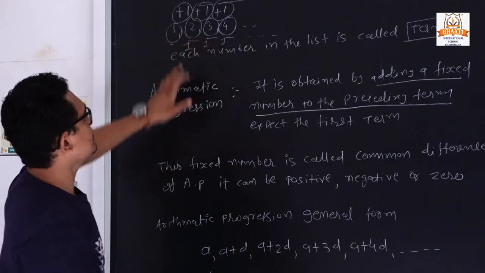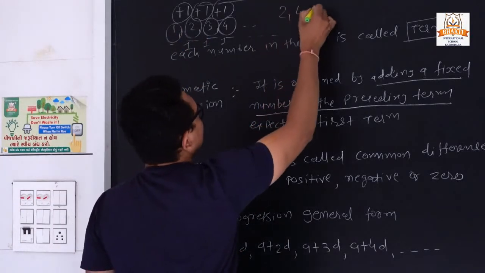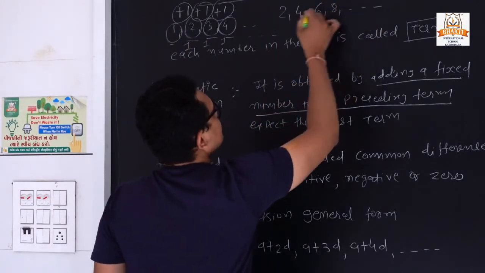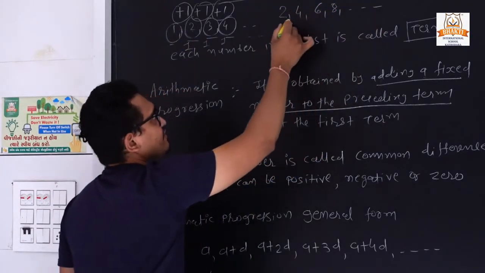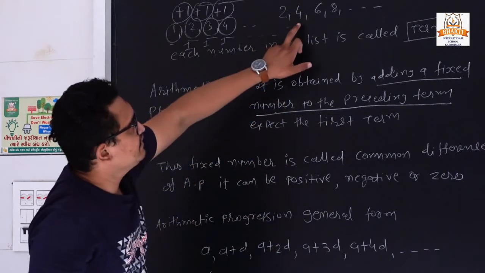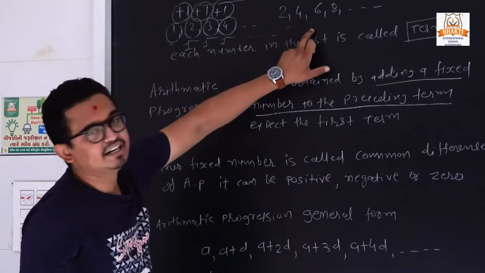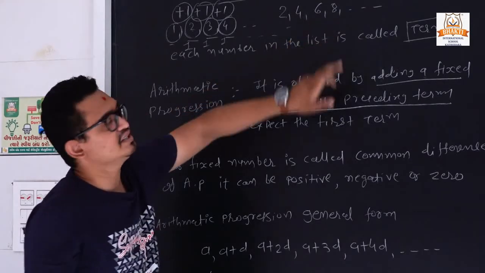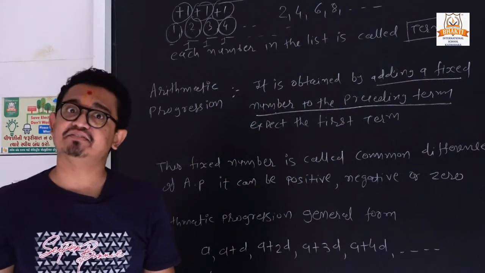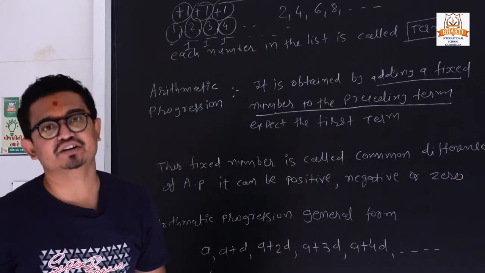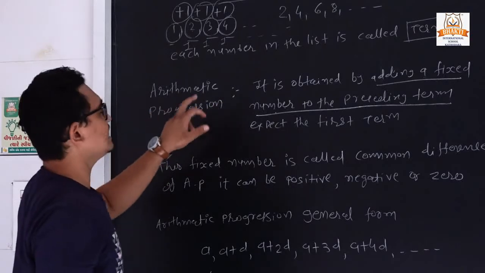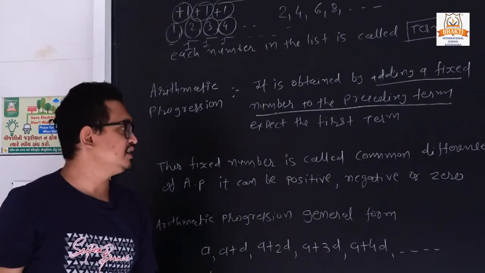Clear? Sometimes we also have a series like this: 2, 4, 6, 8. If we take the difference, 4 minus 2 is 2, 6 minus 4 once again 2, 8 minus 6 once again 2. So each time we get the difference 2. So it is also called an arithmetic progression.